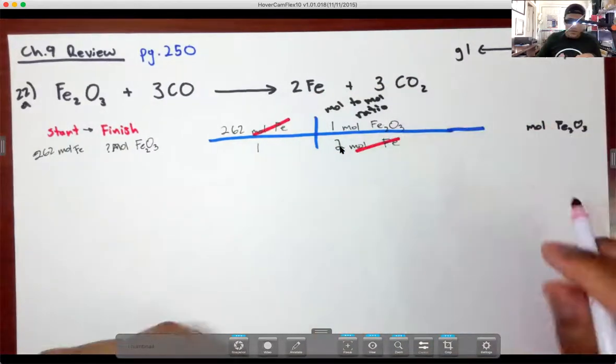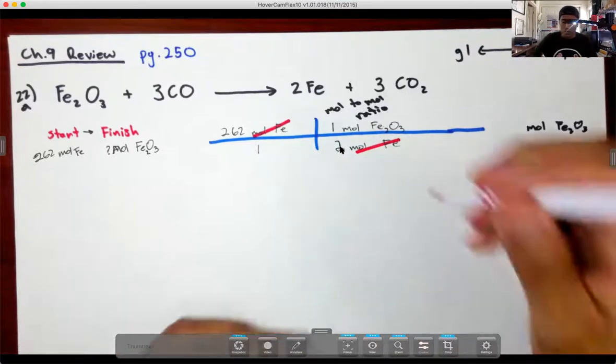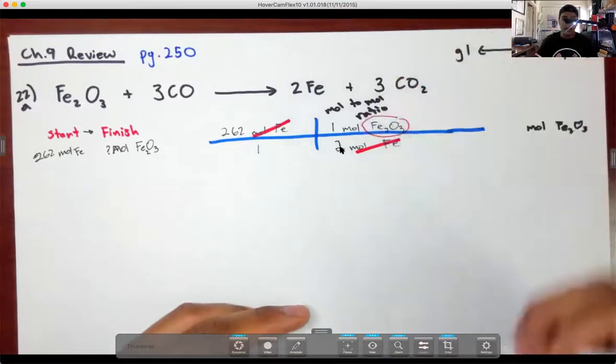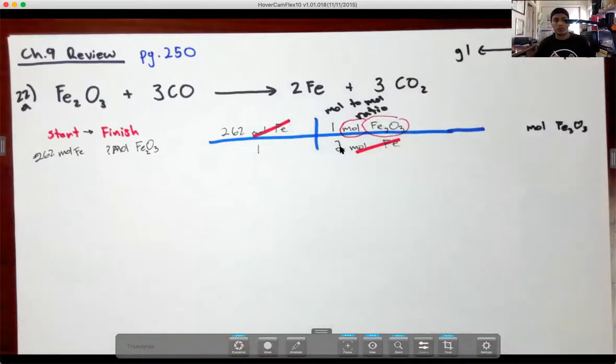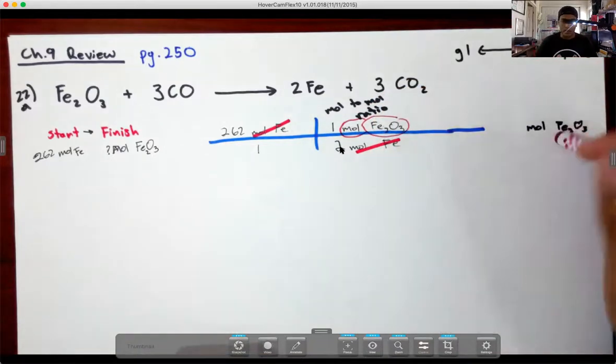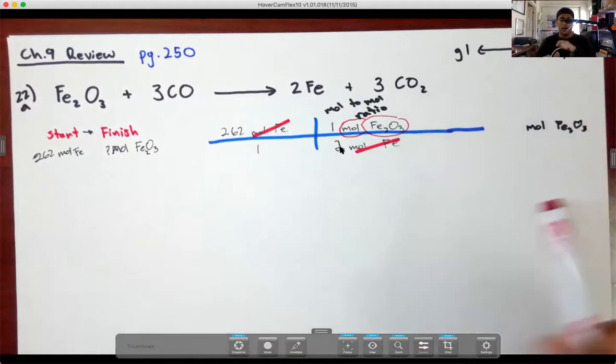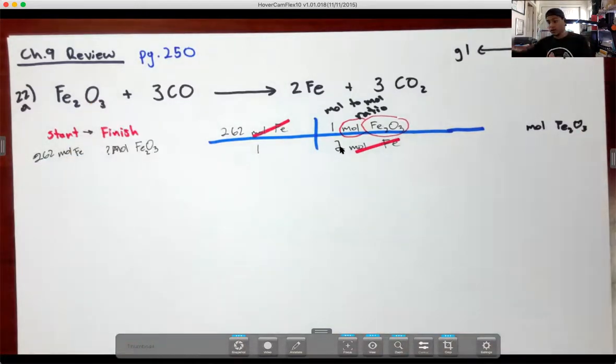Always, always, always make sure that you cancel it out so you know that what you're finishing with is the moles of what you want, okay? We know we want moles of Fe2O3. That's what's gonna take place right here. And we're just gonna go ahead and work it out in our calculators now.